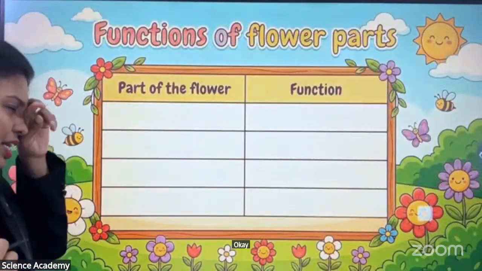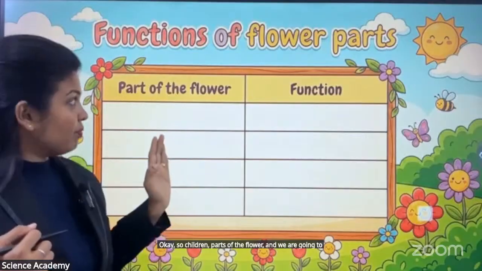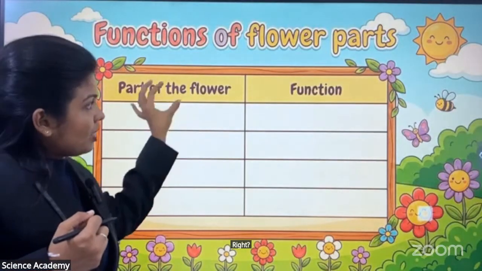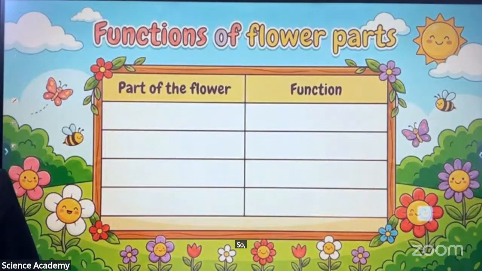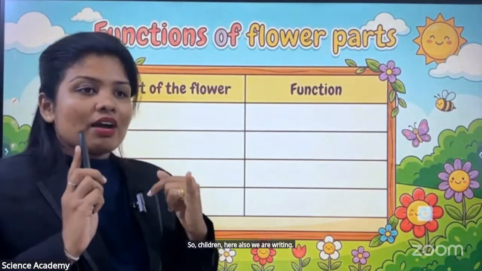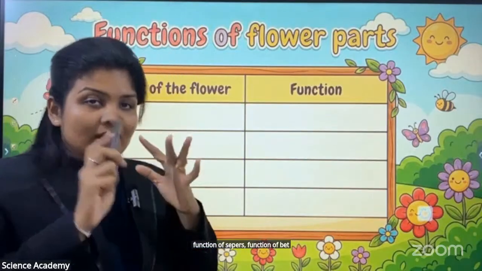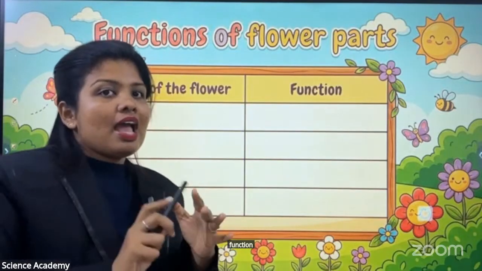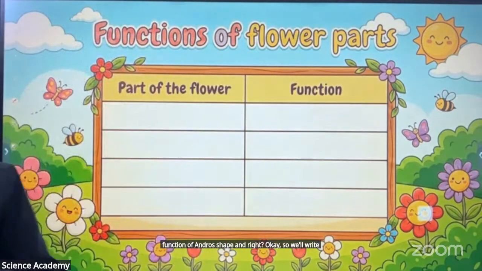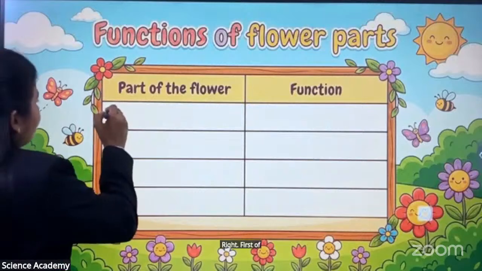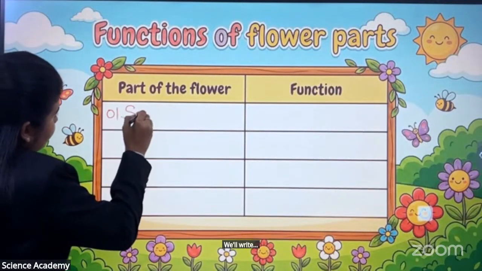Okay. So children, for the parts of the flower, we are going to write the function. Right? Here also we are writing the function of sepals, function of petals, and then function of androecium and gynoecium. Okay? So we'll write these things. First of all, we'll write sepals.